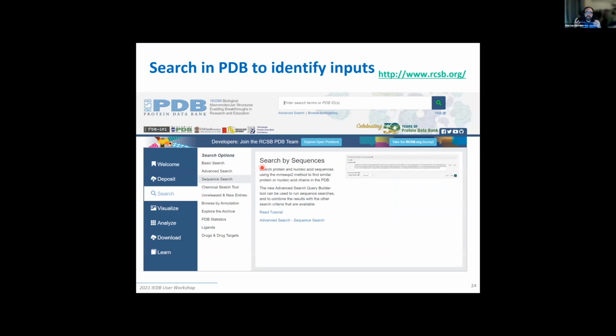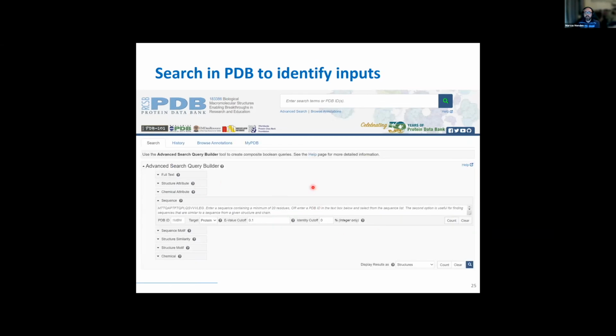But for example, I only have the sequence of the protein. I don't have any crystal, and I never found any crystal. So let's try to find out together. You can open the PDB website, click on search, then sequence search, advanced search. Here you have this white box where you can paste your sequence. The algorithm is going to do a BLAST inside the PDB website and try to find any crystal available that has the sequence I'm looking for.